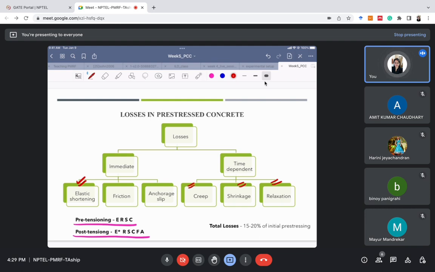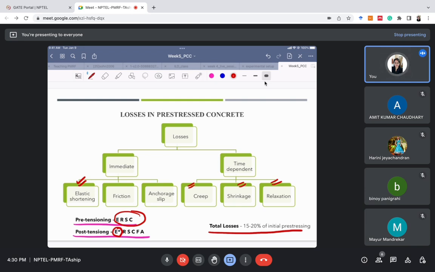So please make these kinds of short forms to remember, okay, because you cannot remember everything at that time. Just remember pre-stressing, ERSC, post-tensioning, all types of losses. The third thing you should remember is that the total possible loss that can happen is 15 to 20% of the initial pre-stressing. This question can also be asked to you.